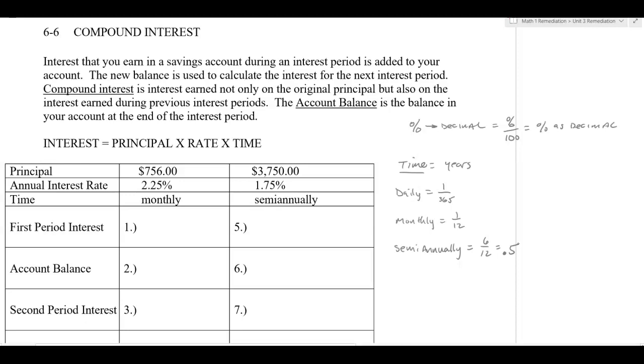All right. Now, it's very important to understand how often it compounds, because that tells you what time to use. So if it says it compounds daily, you would use 1/365. If it tells you it compounds monthly, you would use 1/12.